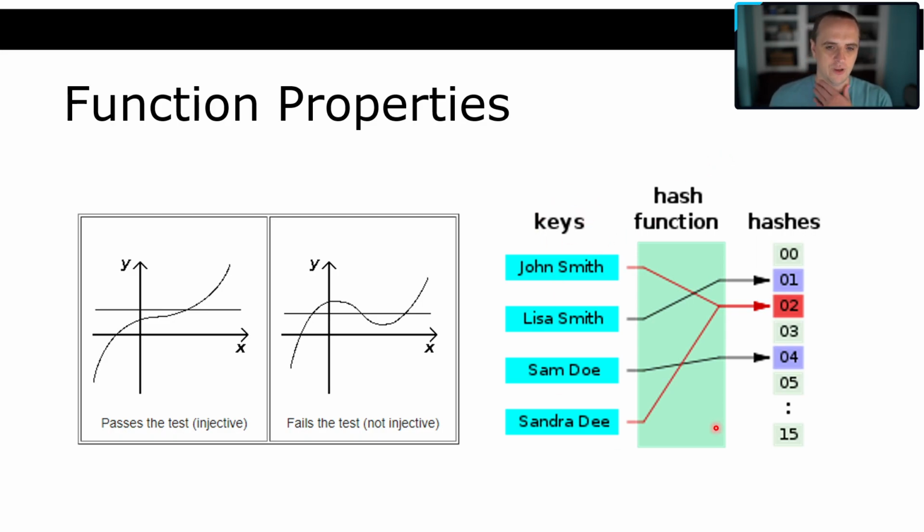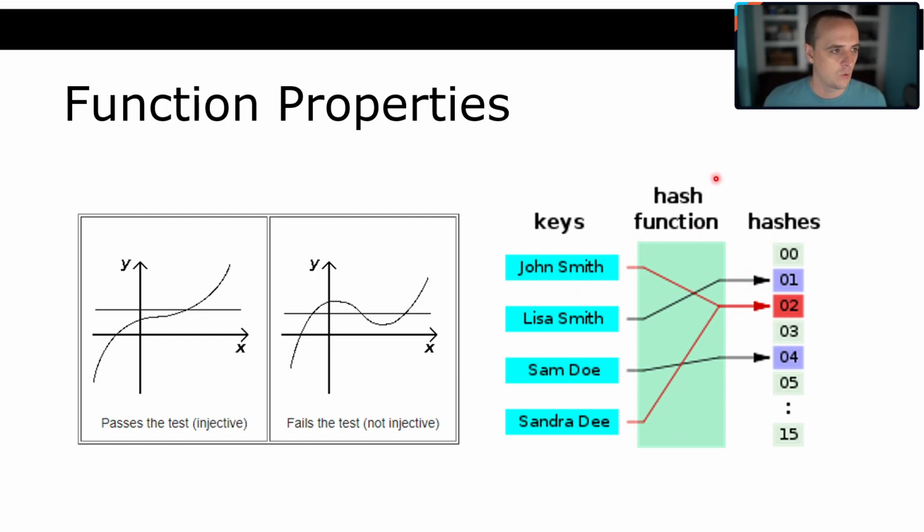Here, for example, we have like a dictionary or a phone book. So here we have the keys that we want to hash. So we have John Smith, Lisa Smith, Sam Doe, Sandra D, all of these names here. We're going to pass these names through our hash function. And here, for example, John Smith is going to turn out to be 02. Lisa Smith is 01. Sam Doe is 04. Sandra D, 02. Uh-oh.